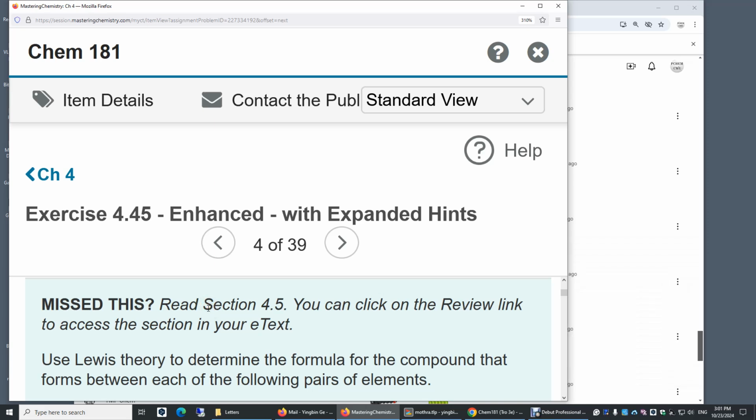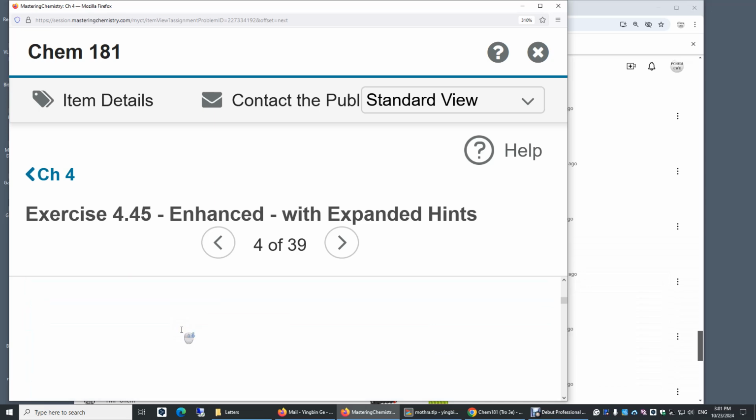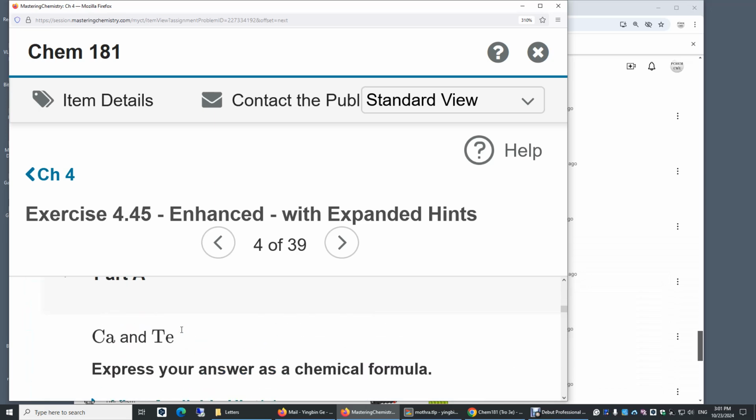Chapter 4, Exercise 4.45, Part A. Between these two elements, how can we write out a reasonable chemical formula?